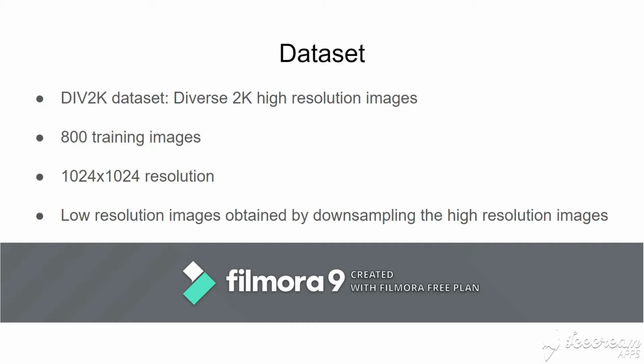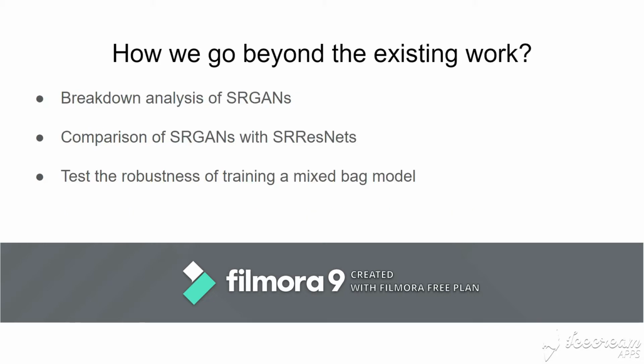Low resolution images in our project are obtained by downsampling the high resolution images by different techniques. Now, how we go beyond the existing work that is done in this area is we do a breakdown analysis of SR GANs. So basically, we test how SR GANs perform at different downsampling levels and see how the performance varies. Also, we do a comparison between the SR GANs and the SR ResNets. Also, we test the robustness of training a mixed bag model on various downsampling techniques.